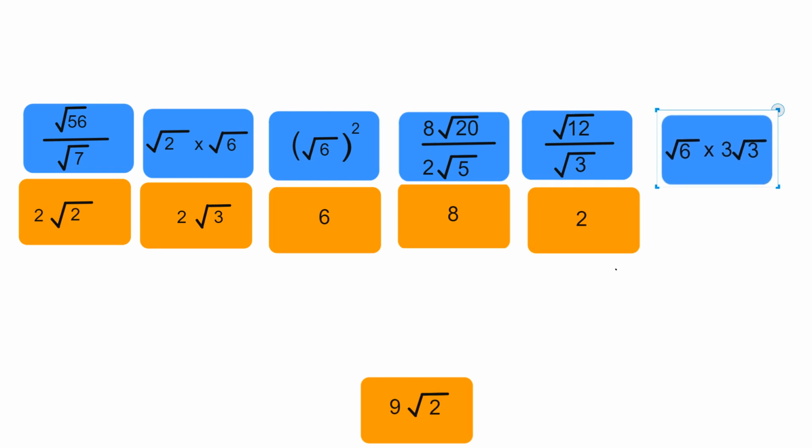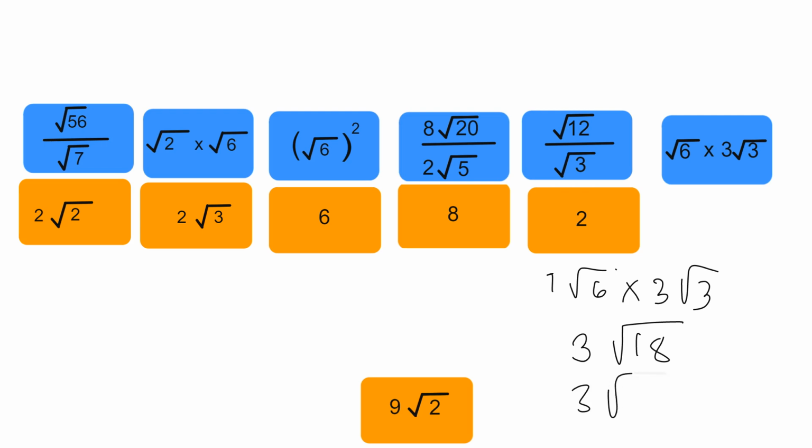But we're going to do our calculations anyway. So we have square root of 6 times 3 square root of 3. So it's understood to have a 1 as a coefficient for 6 here. So multiplying the whole numbers, 1 times 3 will give you 3. Square root of 6 times square root of 3. 6 times 3 will give you 18.